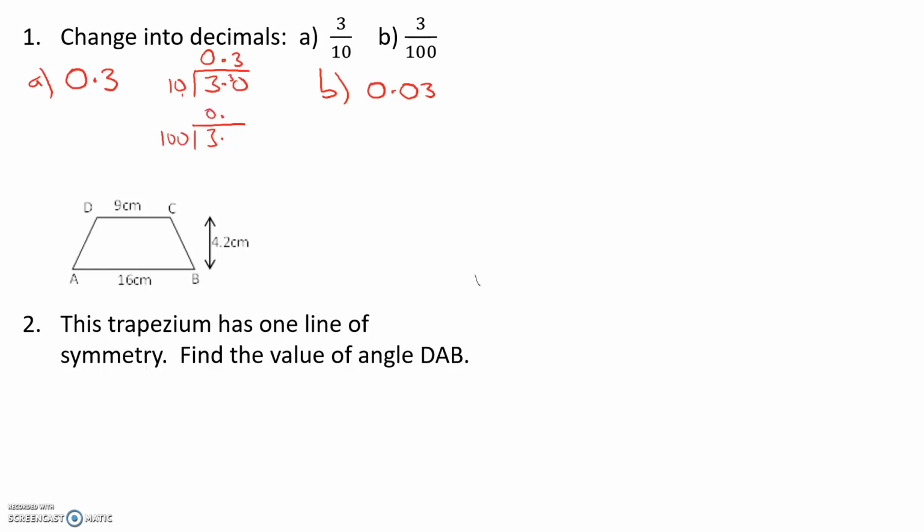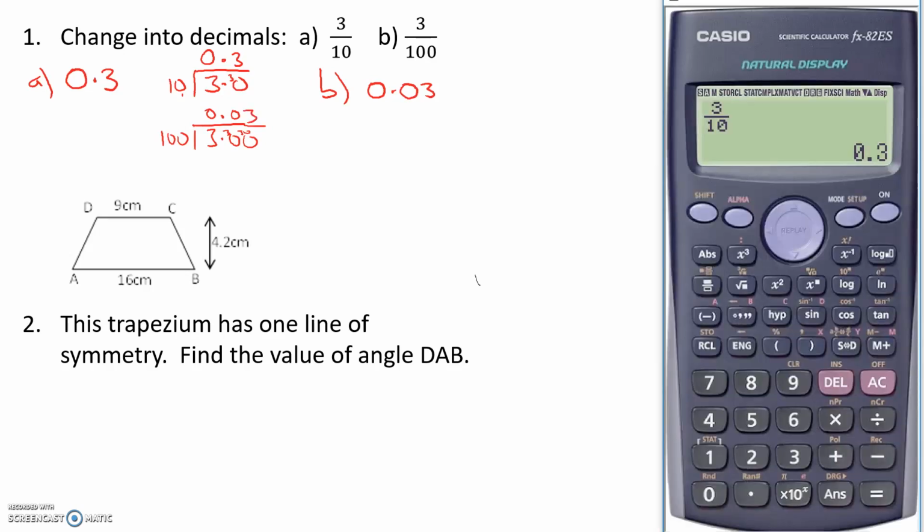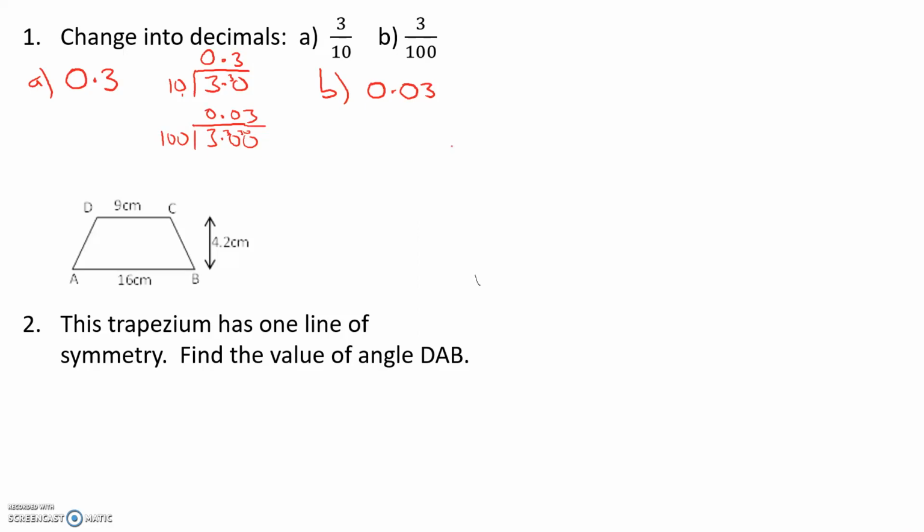100 into 3, none. Carry the 3. 100 into 30, none. Carry the 30. 100 into 300, 3. 0.03. Okay. 3/100 is 0.03. All of those ways will work. You need to know them.